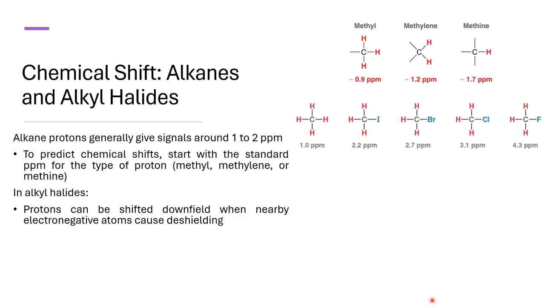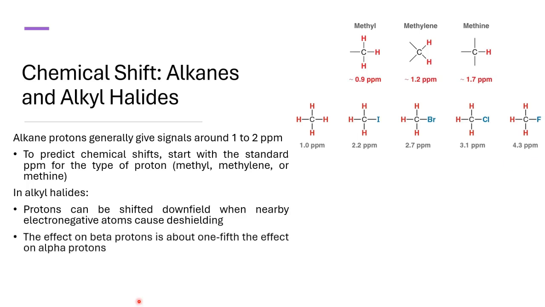So consider these monohalogenated compounds. The default, or the standard methane, has a shift at about 1.0 ppm for its protons, but the protons' signals continue to go downfield as we increase the electronegativity of the atom attached to the alpha carbon, with fluoromethane having its protons found at 4.3 ppm.